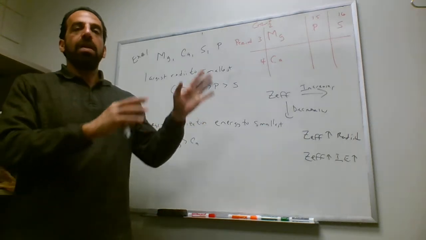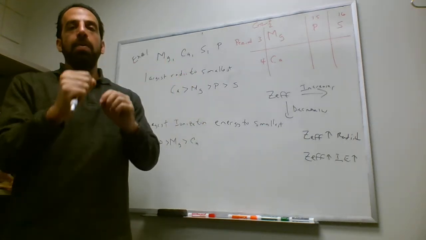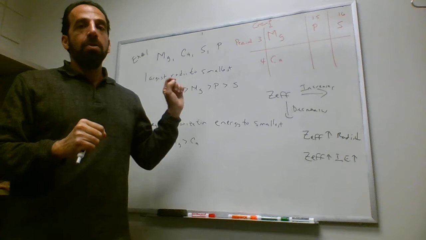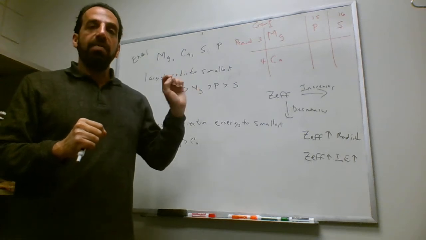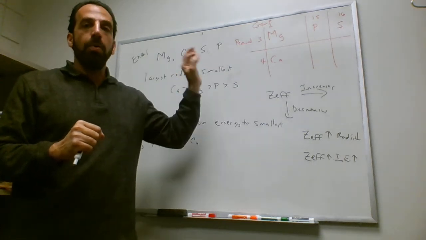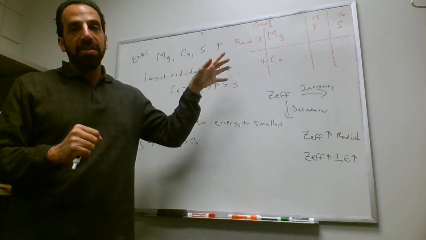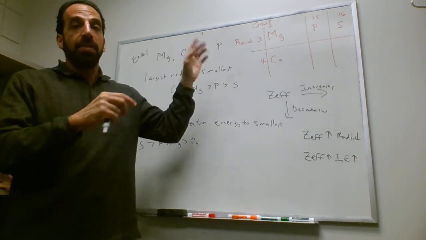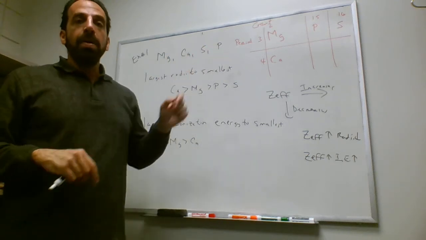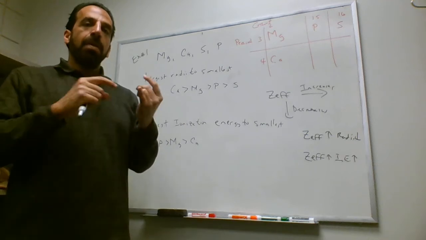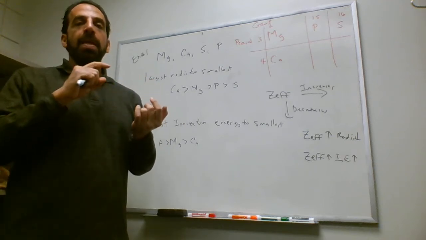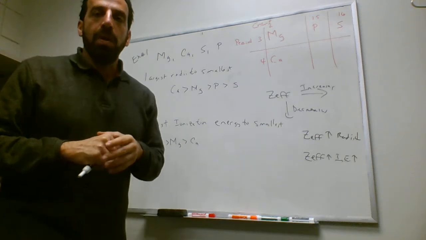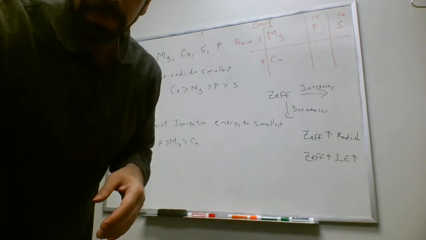So again, when you're looking at this, compare within the same period, compare within the same group, and always remember, everything's based on the Z effective. As it increases across the period, radii decreases and ionization energy increases. Down a group, Z effective decreases, radii gets larger, and ionization energy is going to decrease.